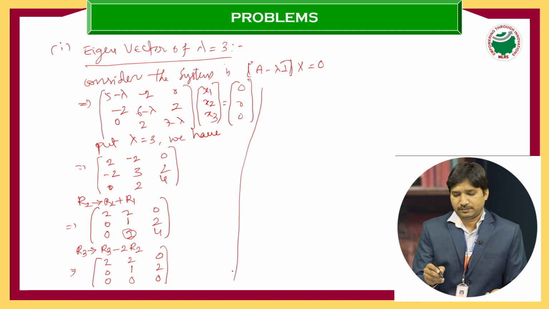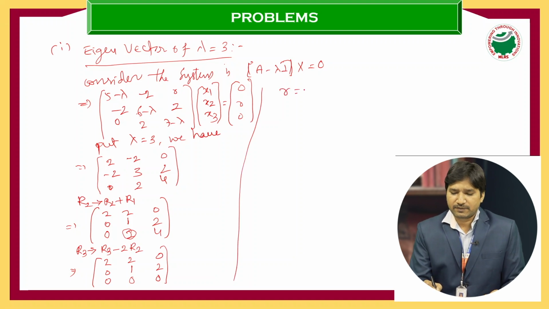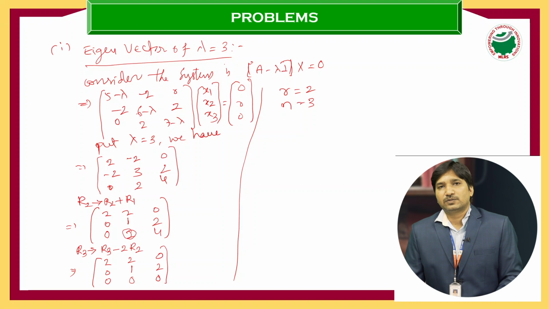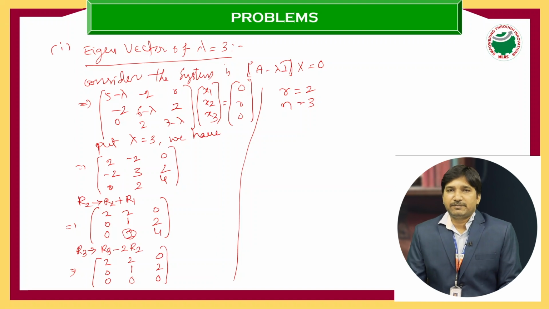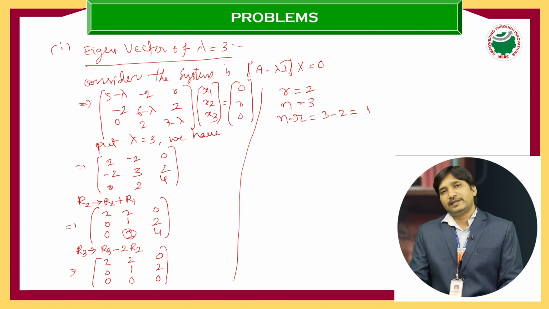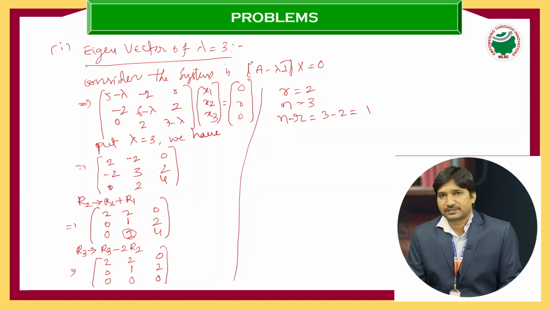Therefore, the rank of the matrix is 2. The number of variables is x1, x2, x3, that is 3. So the number of linearly independent solutions is n minus r, 3 minus 2, which equals 1. One linearly independent solution exists.